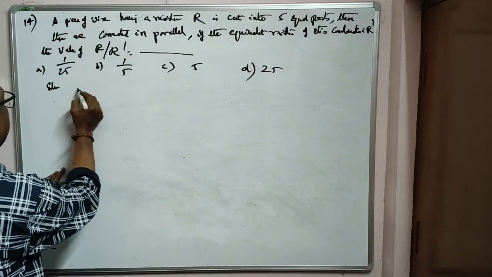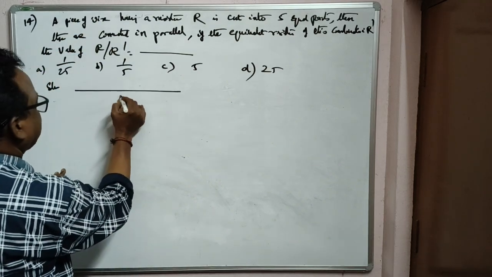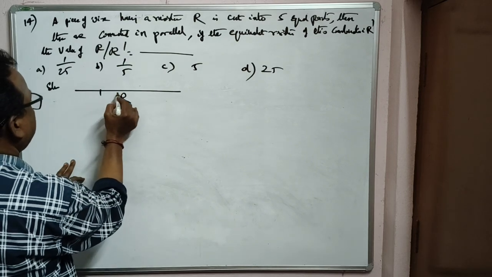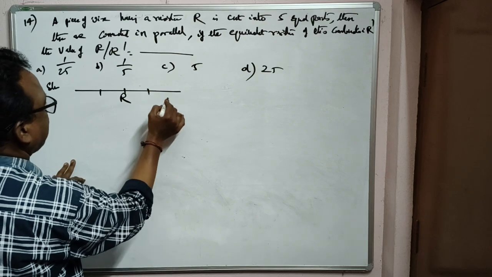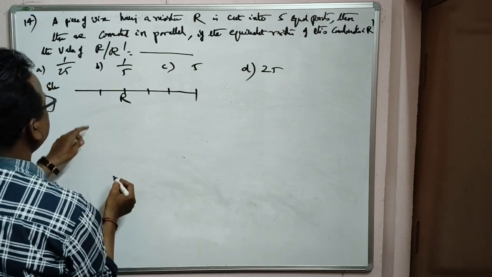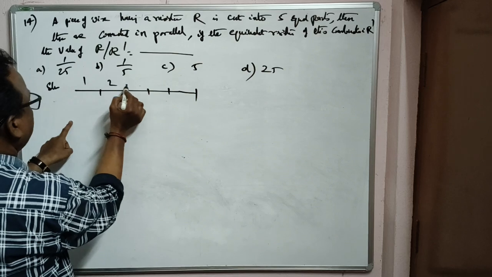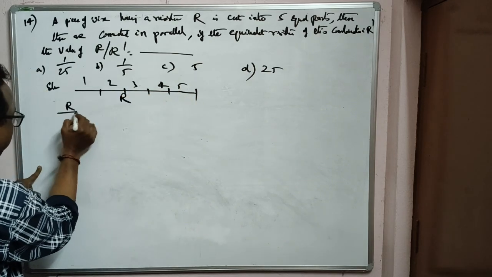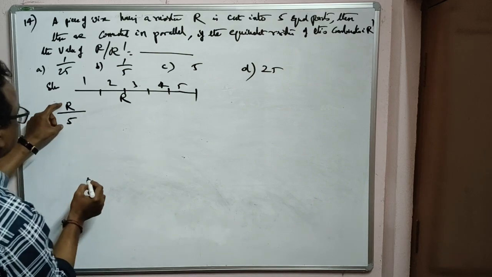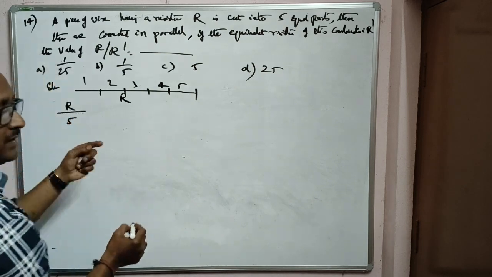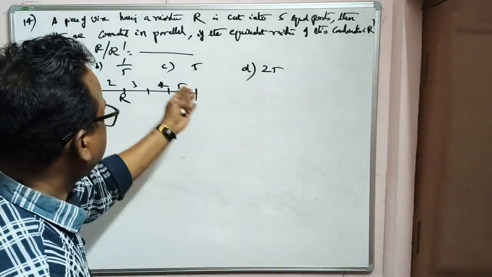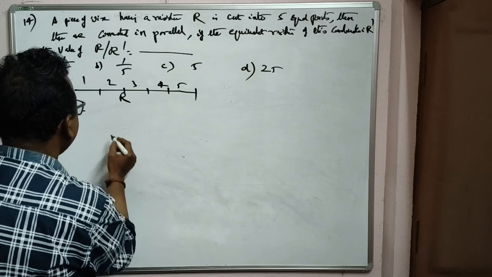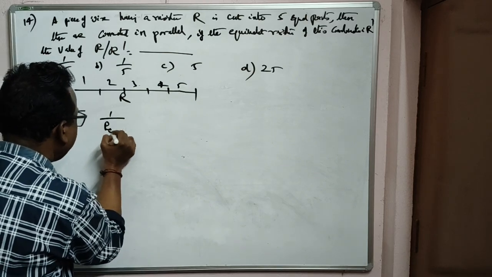Typical problem it is. Now a wire is there, its resistance is R. Now it is cut into 5 equal parts. 1, 2, 3, 4, 5. So when resistance R is cut into 5 equal parts, then how much resistance will each have? R by 5. Each resistance will be R by 5 because each is equally cut, not unequally. And they are joined in parallel.